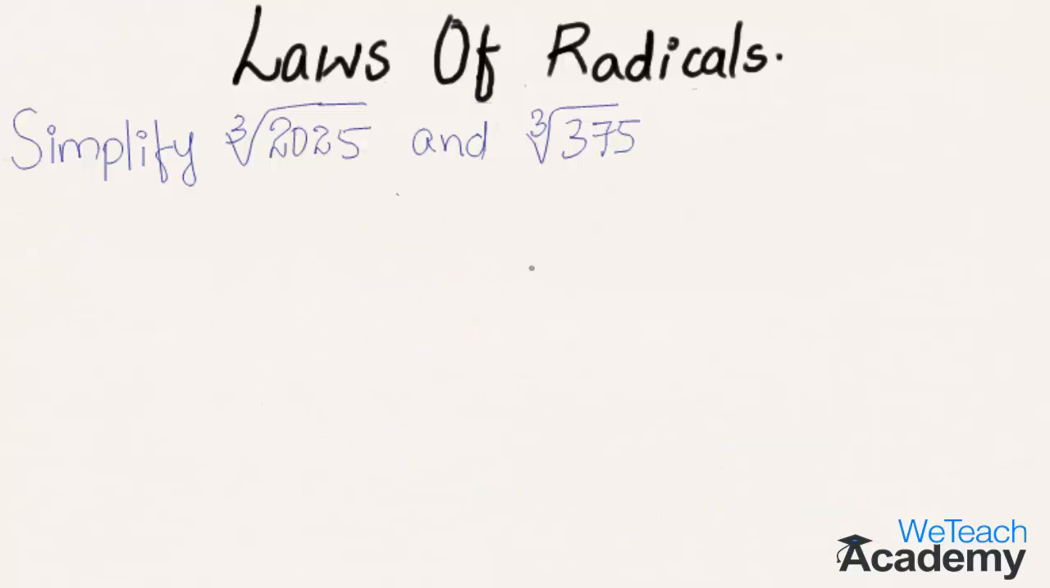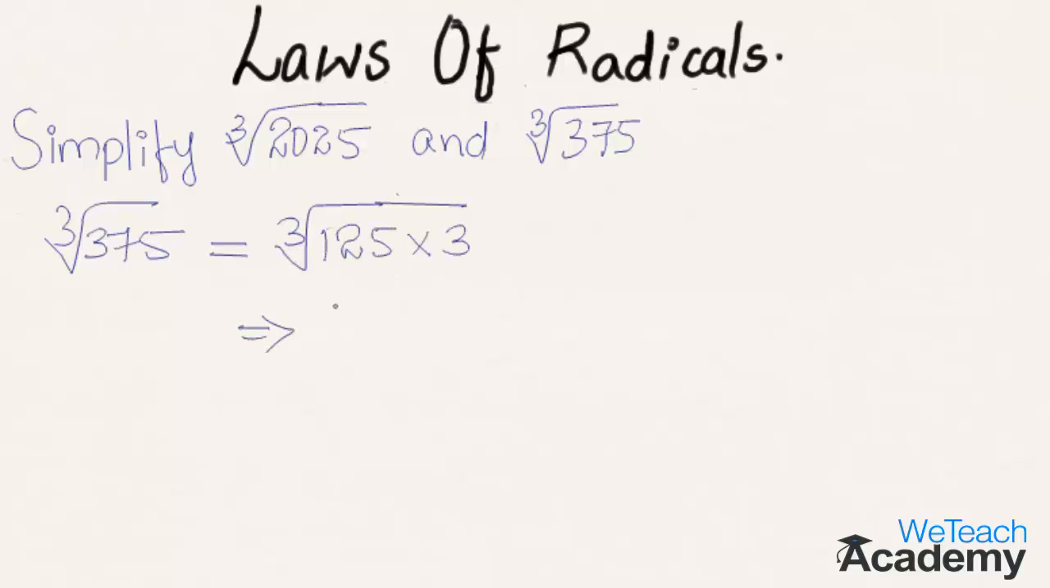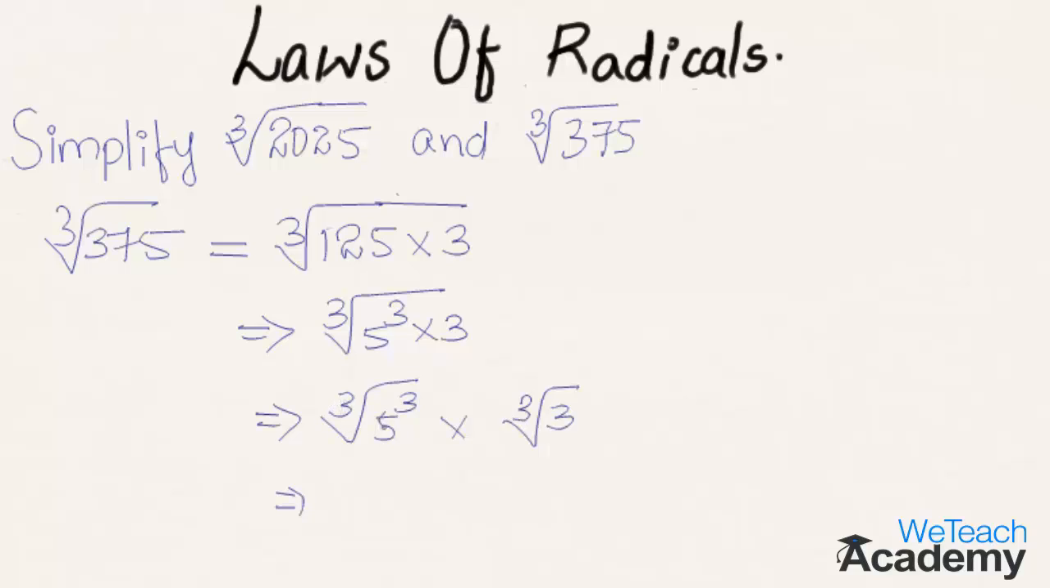Now let us consider cube root of 375. Here cube root of 375 is nothing but cube root of 125 into 3. So here 125 can be written as 5 cube into 3. So here using the law of radicals again, we get cube root of 5 raised to the power 3 into cube root of 3. So here cube root of 5 raised to the power 3 can be written as 5 raised to the power 3 whole power 1 by 3 into cube root of 3.